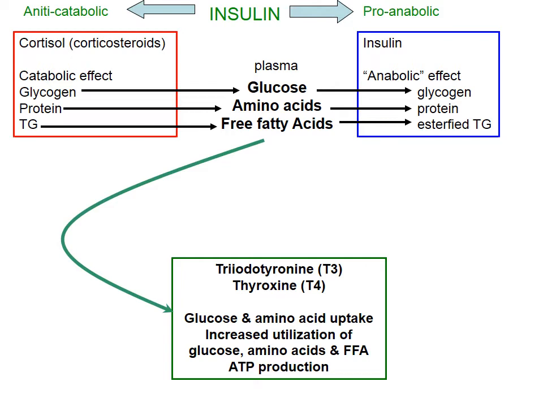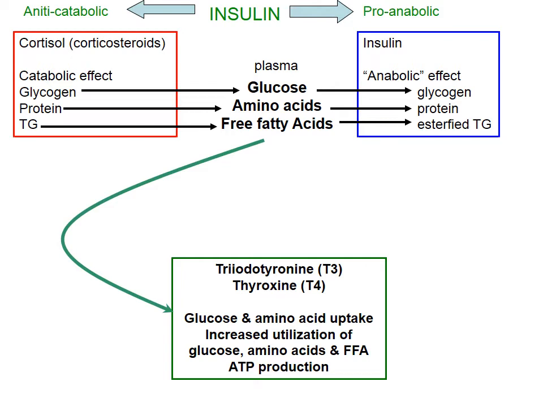And so insulin is going to stimulate glucose and amino acid uptake. It's going to increase utilization of glucose. Amino acids and free fatty acids are going to be converted into storage forms. ATP will be made from some of that glucose.